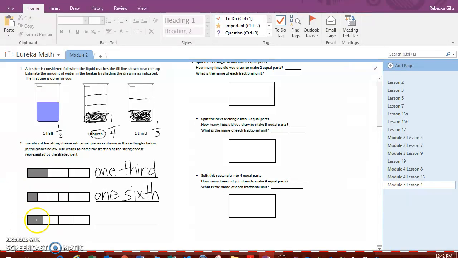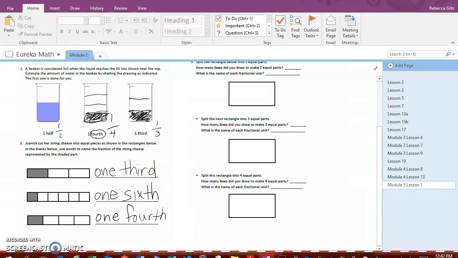Okay, last one. One piece is shaded again, so our first part of our fraction is 1. And then we count the full number of pieces it takes to make the whole thing. So it's 1, 2, 3, 4. So we call that 1/4.